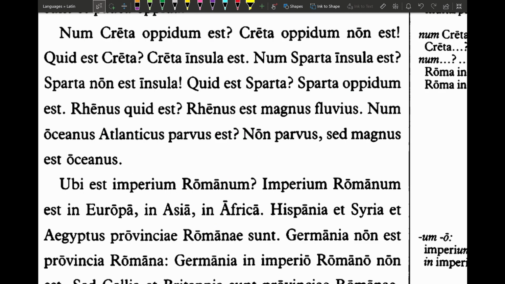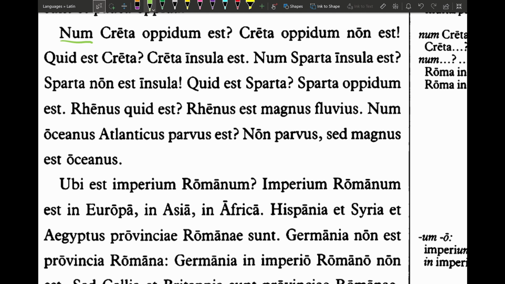All right. Now we're going to encounter the interrogative num. Okay, if you'll notice this sentence right here, num creta oppidum est. This is what we're concerned with, this word at the beginning. This is an interrogative that introduces a question that expects a negative answer. Okay, so if we look, it says, is Crete a city? Or you could say, Crete isn't a city, is it? Right, or you could ask it like that.